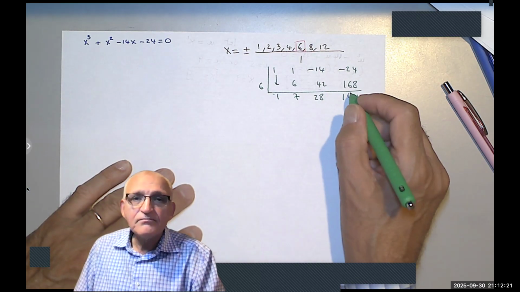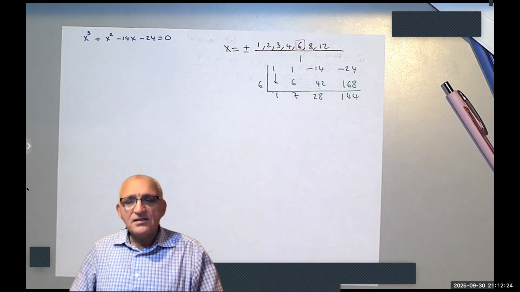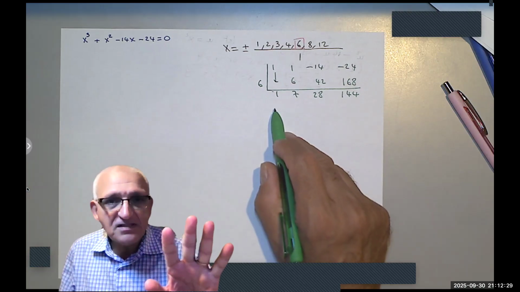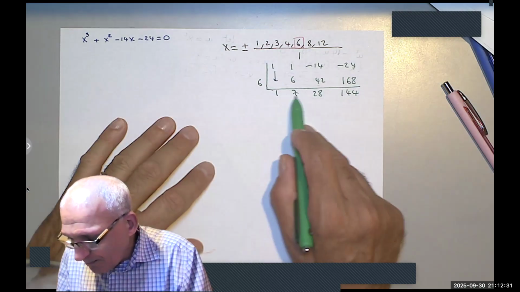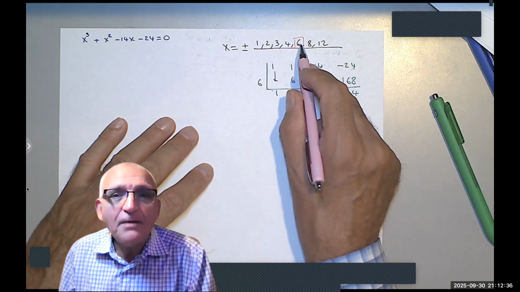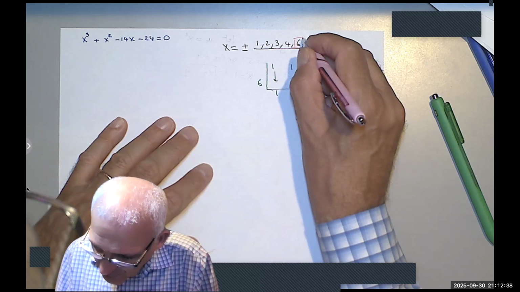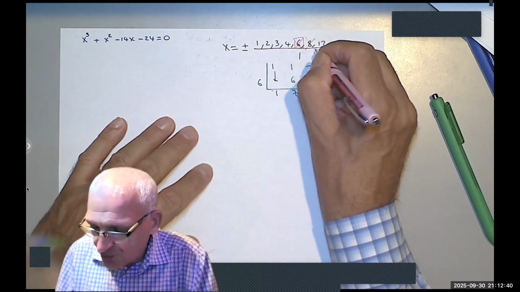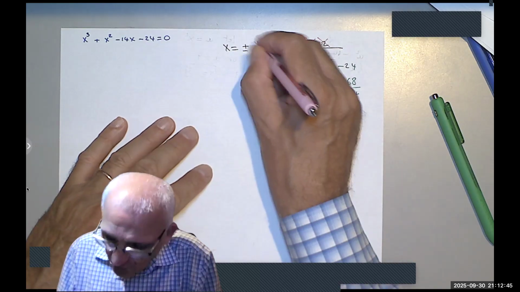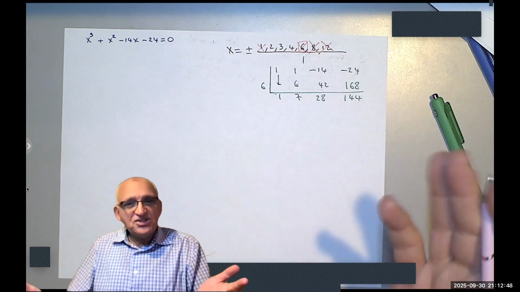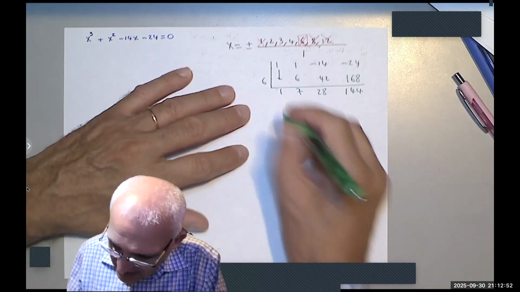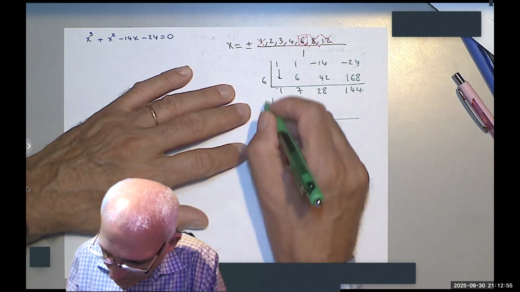144. You stop right there and you say, wait a second. If you are checking a positive root and you get all positive remainders, it means 6 is an upper limit. If 6 didn't work, then 8 will definitely not work and 12 will definitely not work. We also excluded 1. So now the problem became much easier. I can go one by one. 6 didn't work. I can start or try the 4.